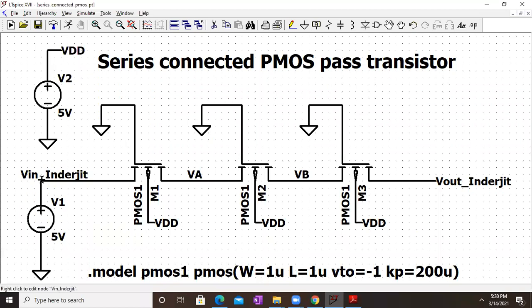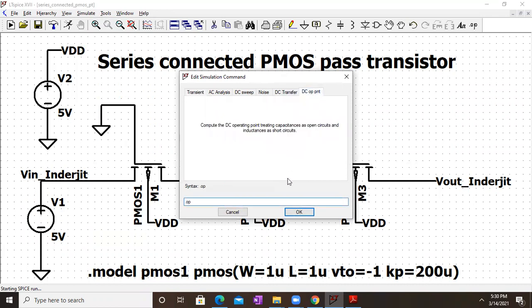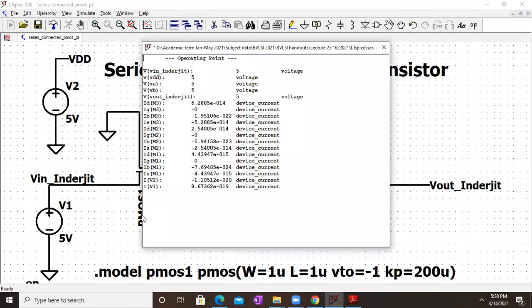With 5 volt as the input, we know that PMOS pass transistor logic passes a strong logic 1. So we are expecting that if Vin over here is 5 volt, VA is 5 volt, VB is 5 volt, and Vout is 5 volt. Let us simulate and see. Click on simulate, click on run. It will ask for a simulation command. Click on DC operating point and then click on OK.